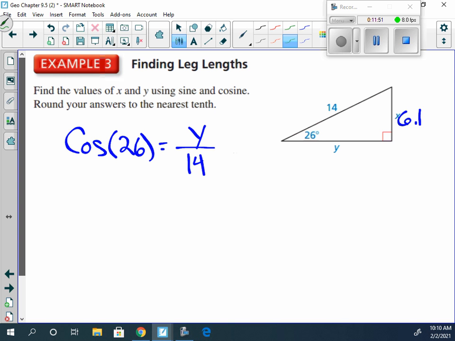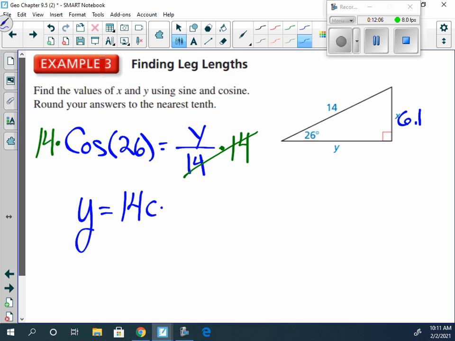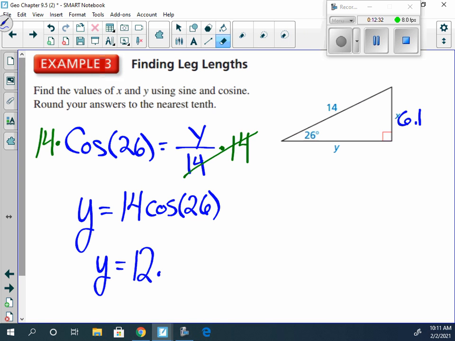What would we do next? We multiply both sides by 14, because 14 and 14 would cancel, leaving us with y is equal to 14 cosine of 26. And at this point we can plug it into the calculator, which gives 12.58, which would make it 12.6.